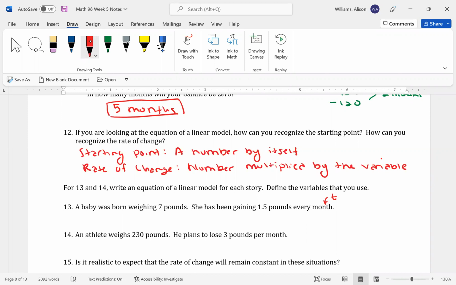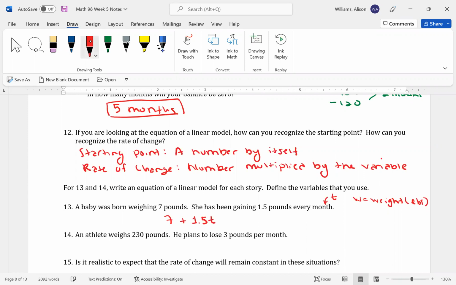So I guess I could call that W for weight, or if you want P for pounds, whichever one you prefer. I'm going to go ahead and go with W. I like the idea of W for weight in pounds. I'm going to put in parentheses LBS for pounds. So it's the weight in pounds, and T is the months. So since they start at 7 pounds and increase by 1.5 pounds per month.